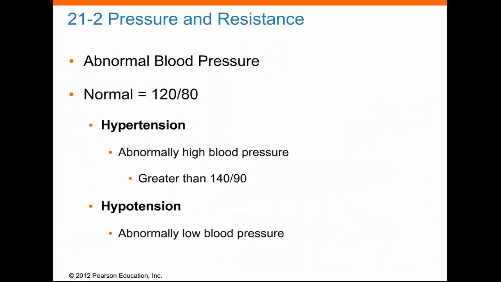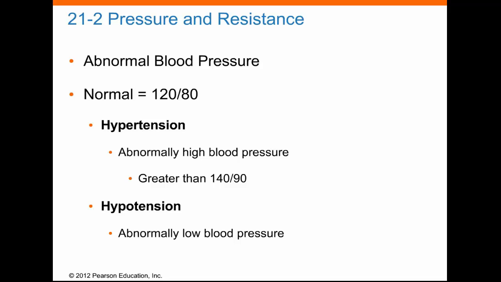Hyper, meaning increased, and tension, blood pressure, is known as hypertension. According to the National Heart Foundation, we generally agree that anybody who has a sustained resting blood pressure of 140 over 90 is said to have hypertension. It indicates blood vessel disease and may also indicate too much fluid, like fluid overload.